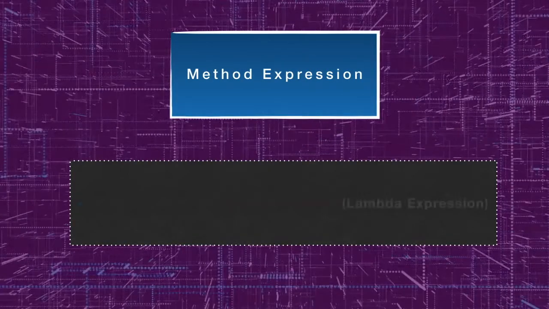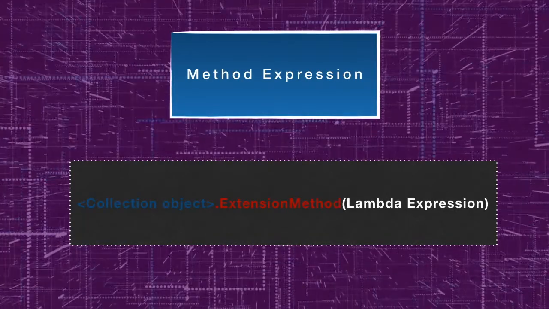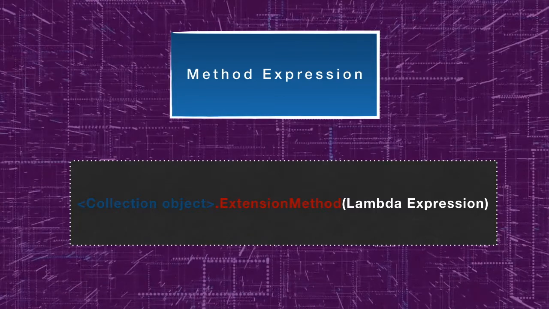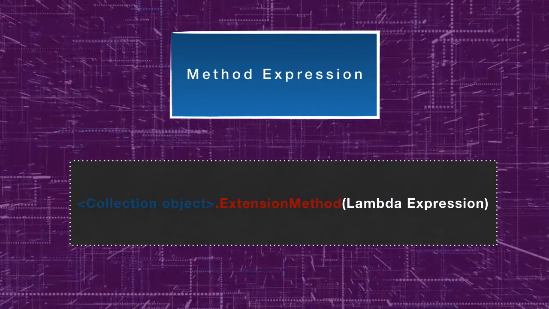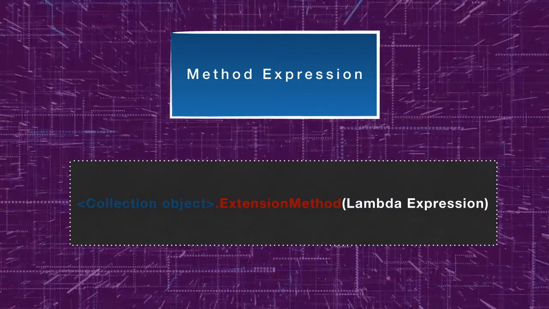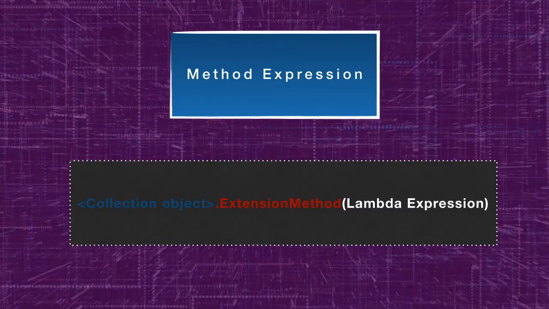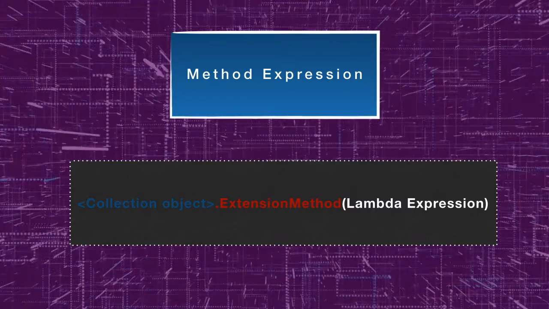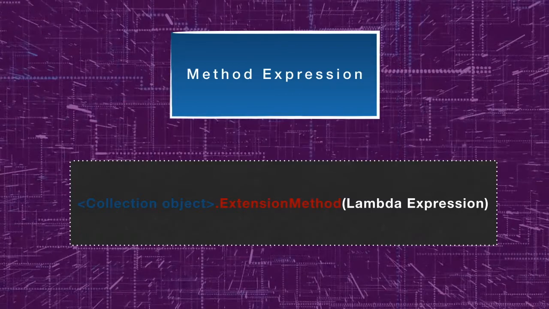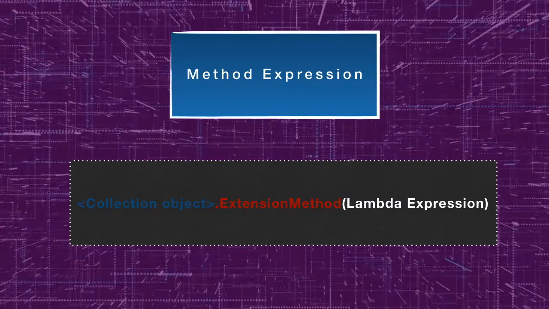Another thing is extension methods, or method expression, which is easier when it comes to programming in C#. If you are not familiar with SQL, you can stick with this kind of thing, but both work perfectly. You have a collection object, and then you have the extension method. You can have a number of extension methods.